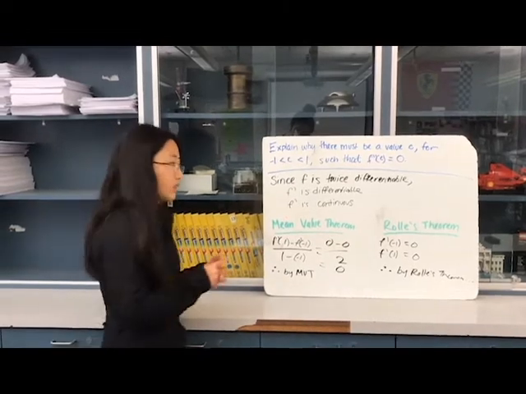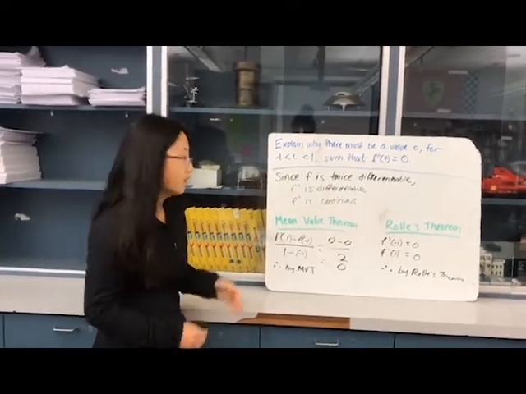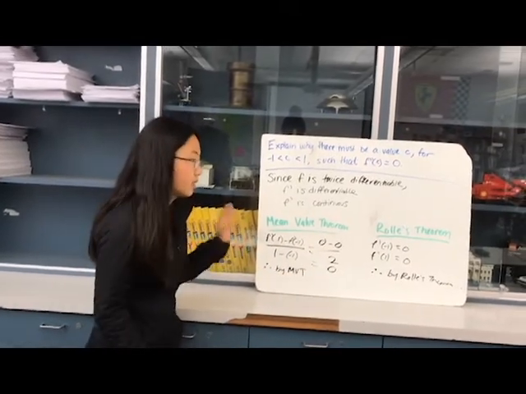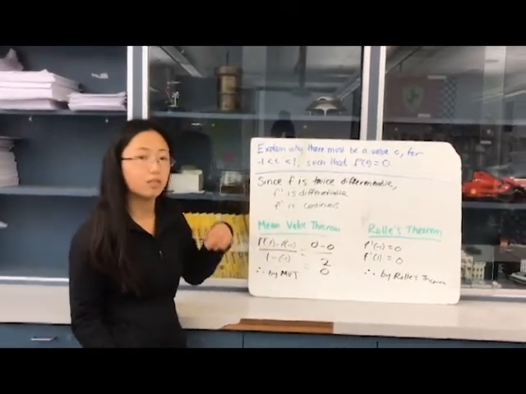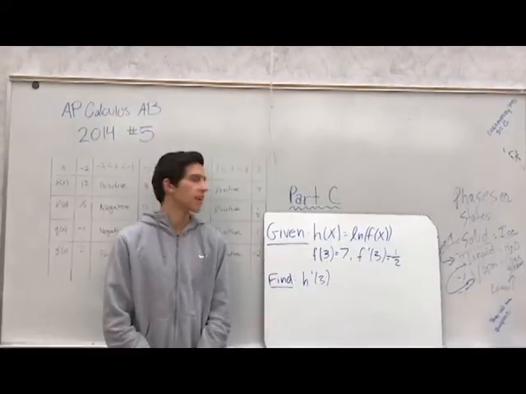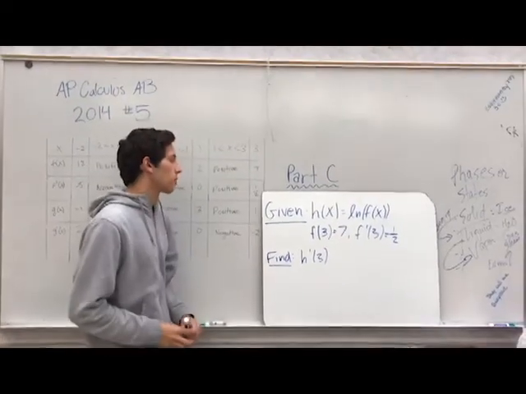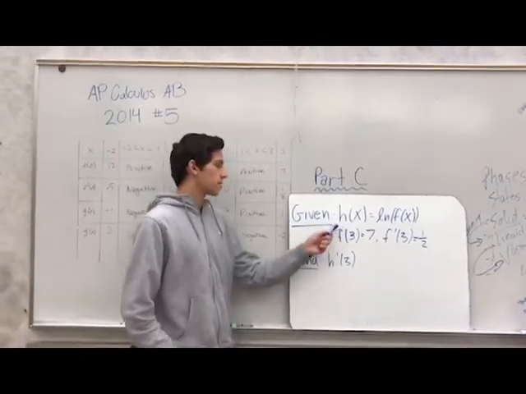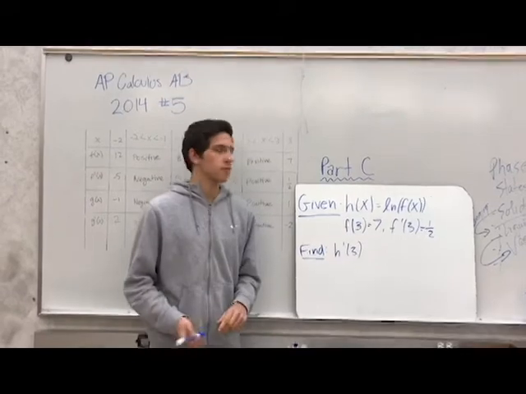And then key concepts used in this problem are the mean value theorem or Rolle's theorem, and also knowing that f prime is the derivative of f and f double prime is the derivative of f prime. Okay, so for part C, we're going to be finding h prime of 3, and we are given that h of x is equal to the natural log of f of x.